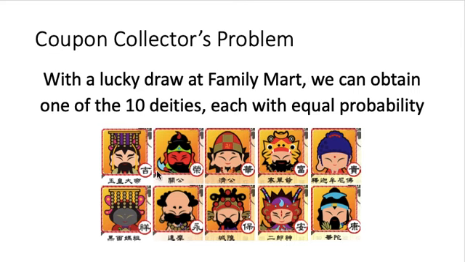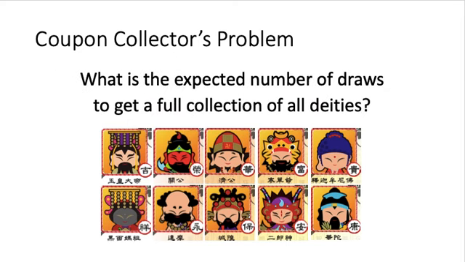With one lucky draw, we can obtain one of the figures of these 10 deities. There are 10 different deities, and each of them has a little figure that we can get. Let's say the chance of getting each of these deities is equal, so we have equal probability to get any one of them. And suppose that you are a fan of these deities.